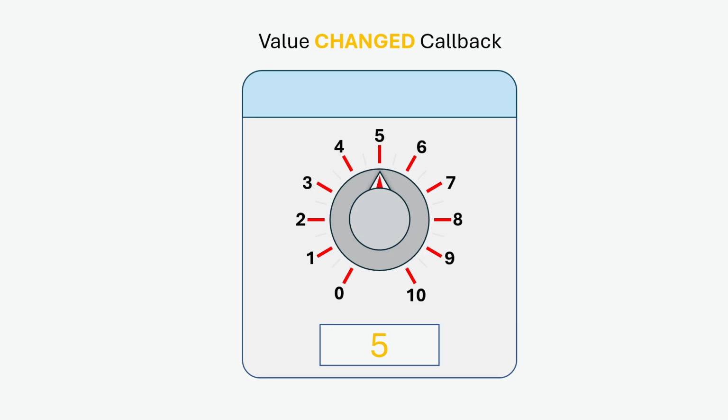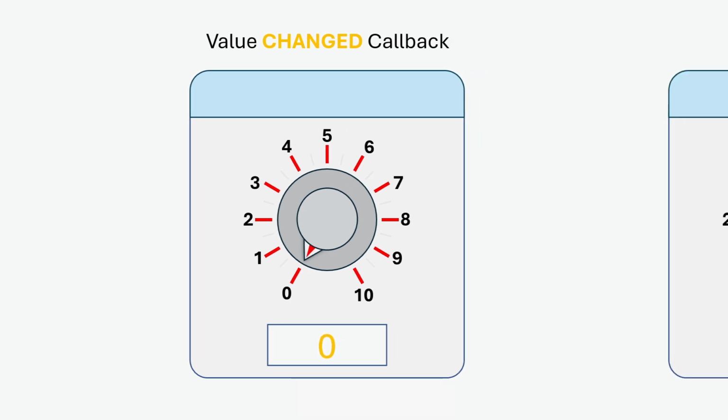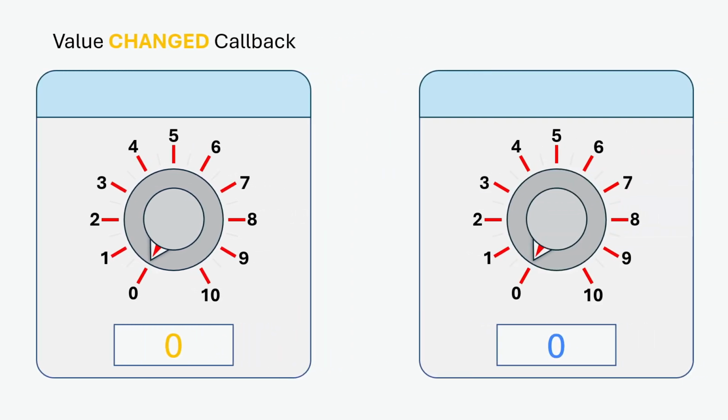Okay, we have already seen the value changed callback where the value does not change immediately. For example, if we change the value from 5 to 0, the value is going to update only after the value has been changed. But what if we want something like that? For example, here we are going to change the value from 0 to 10 and we want the edit field to continuously update. For this, we have to use this value changing callback.